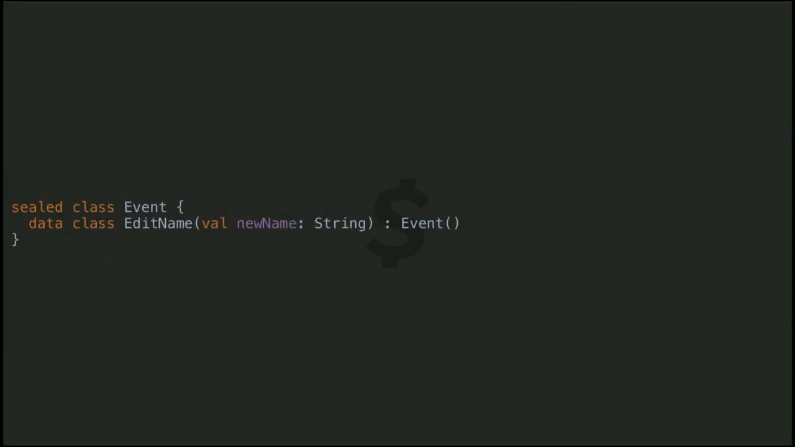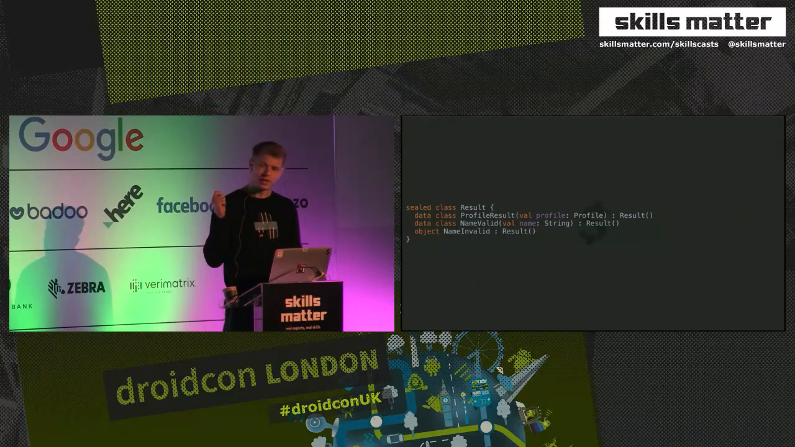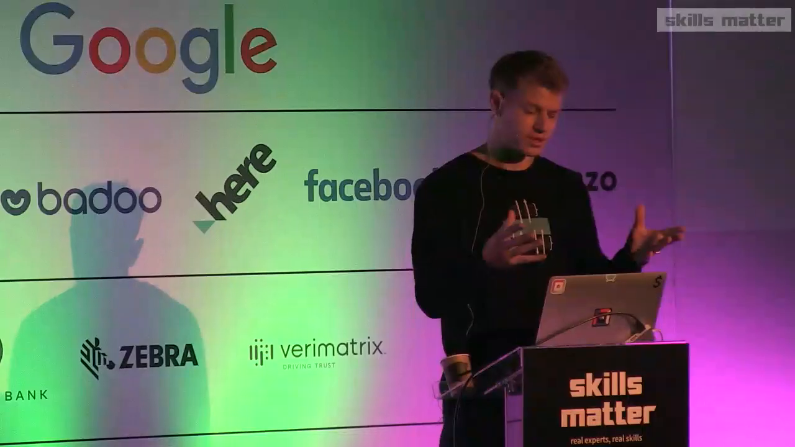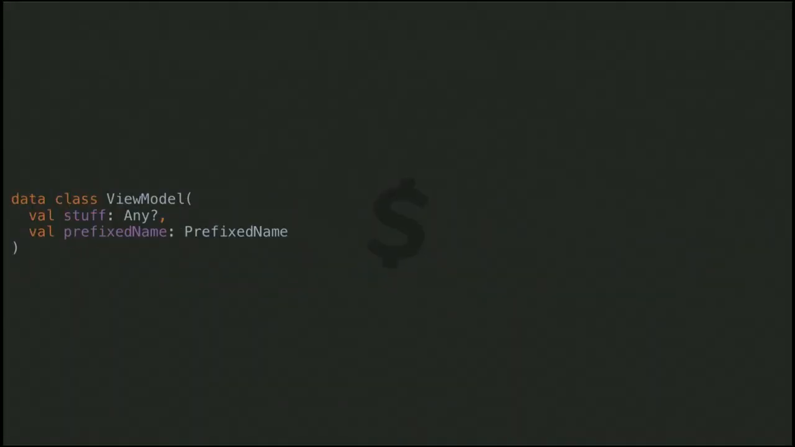So first, I created a class for the events just to list what the user can do. At the moment, there is only the edit name event. We take the new name that the user wants to give us. Then I have a result class, which could be considered a business logic result. So every time you update the name, every time you get a profile, these get wrapped into a result, so it would be easier to model into the stream. So we have the profile result, and then name valid or invalid when you update it.